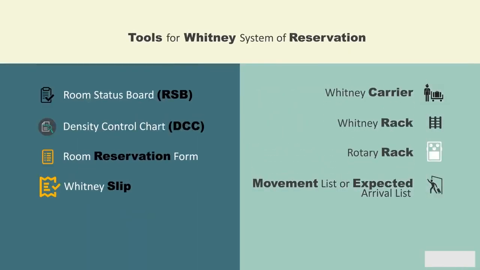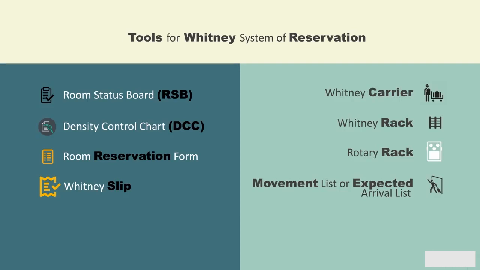Various tools required in this system are Room Status Board. When a reservation request is received, first, the RSB is referred, which tells about the room availability position against the requested month. Density Control Chart. By referring to DCC, the room status can be known against the requested period of a particular month.